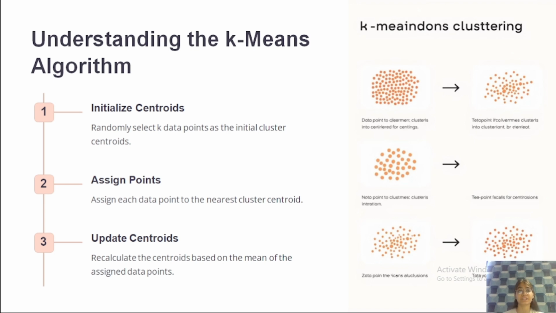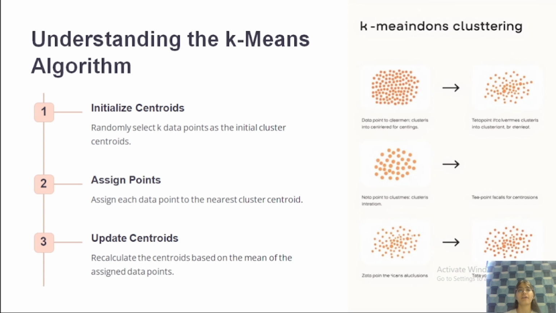So first we have to initialize the centroids. Suppose we have a dataset of 10 elements in it. You randomly select 2 points and assign them as centroids. Then assigning points: assign each data point to the nearest cluster. Now we calculate the distance of each centroid to that particular element, and then assign that point to C1 or C2 according to whichever distance is less from the element. Then update the centroid: recalculate the centroid based on the mean of the assigned data points.